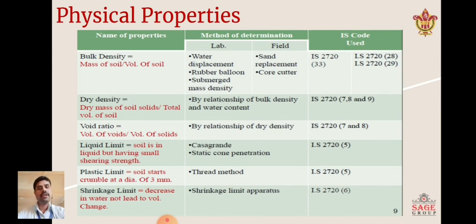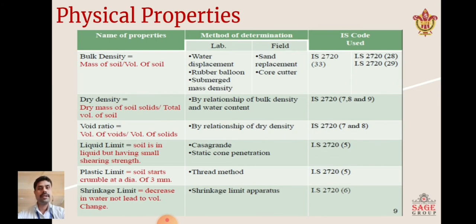The next physical property is the plastic limit, at which soil starts to crumble at a diameter of 3 mm. This means if we mold the soil into a wire and it just crumbles, then that is known as the plastic limit. The method of determining the plastic limit of the soil is the thread method.